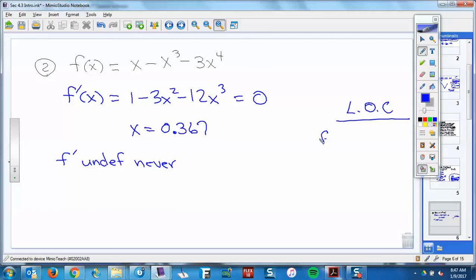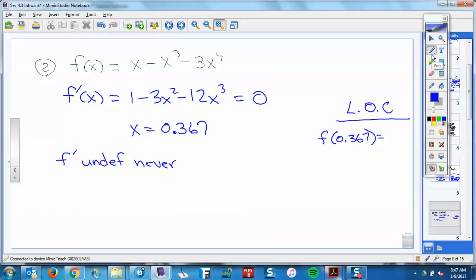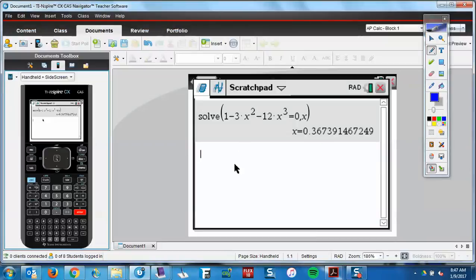We put that point into the original equation and use your calculator. You should put more decimals in than that. So what I would do, what was the original equation? It was x minus x cubed minus 3.